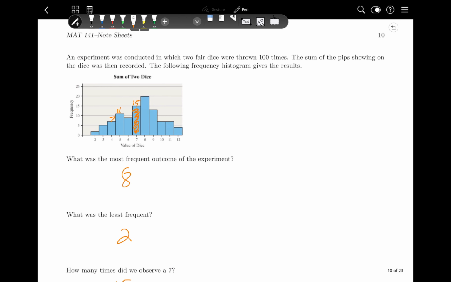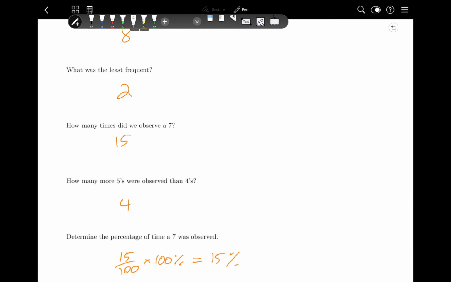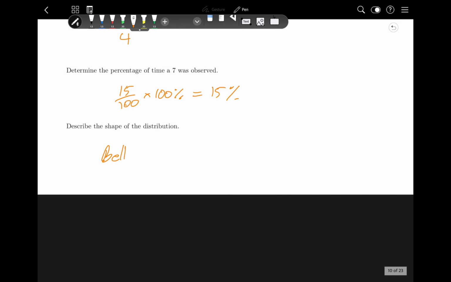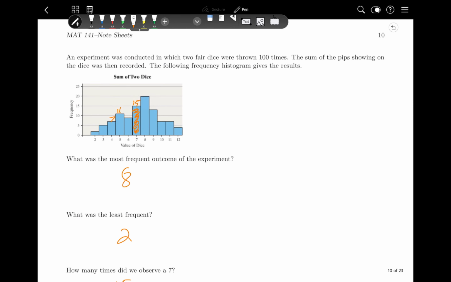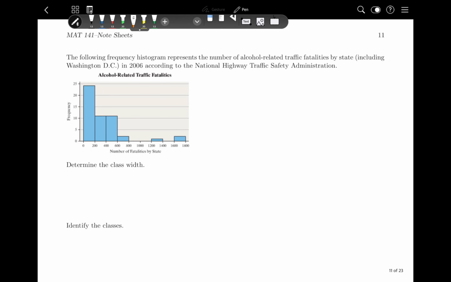And last but not least, what's the shape of this distribution? Well, this one's close. You might be able to say that this is skewed left, but I'd probably call this bell-shaped. A little bit of a bent bell, but not too badly. Okay, so that's the idea. So let's look at another one.